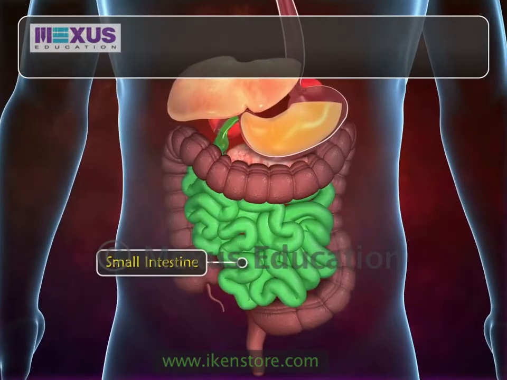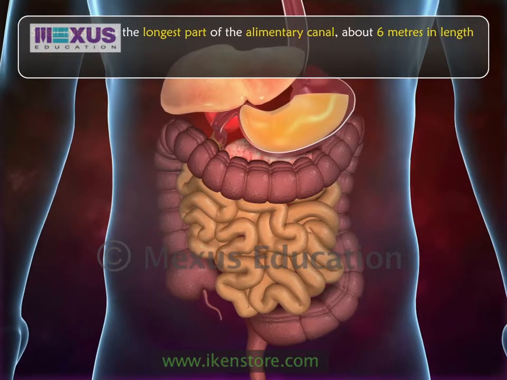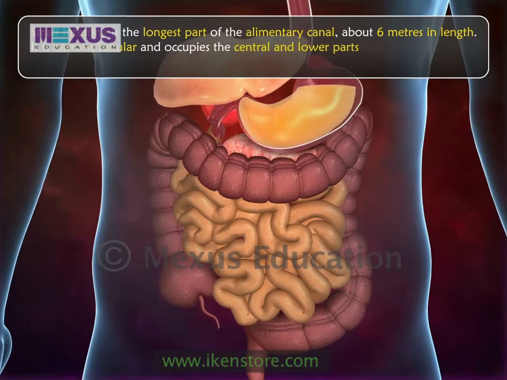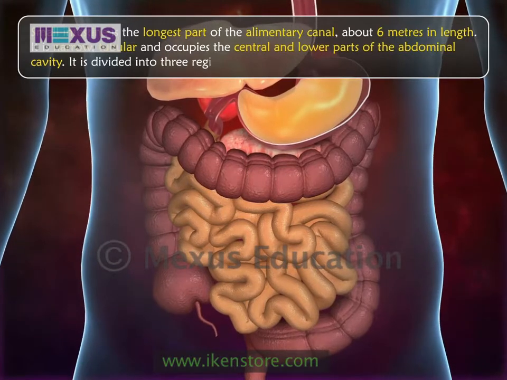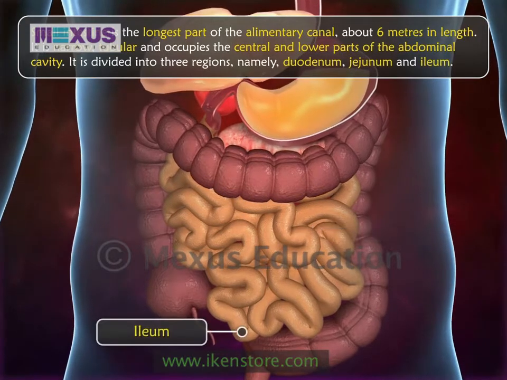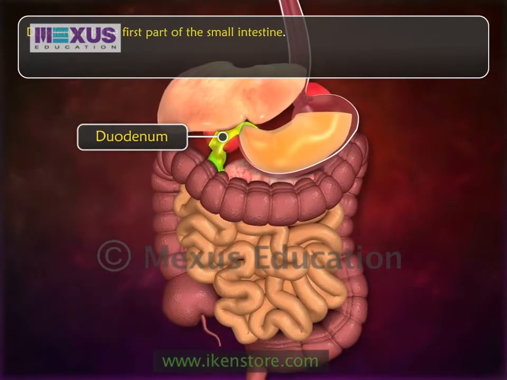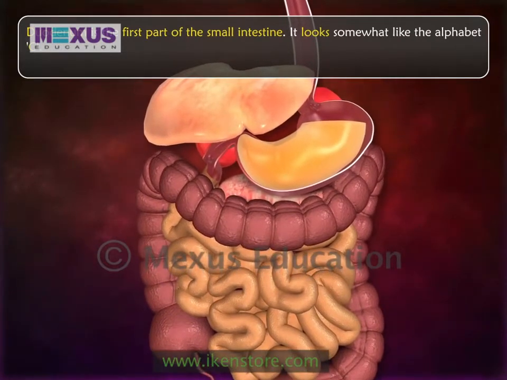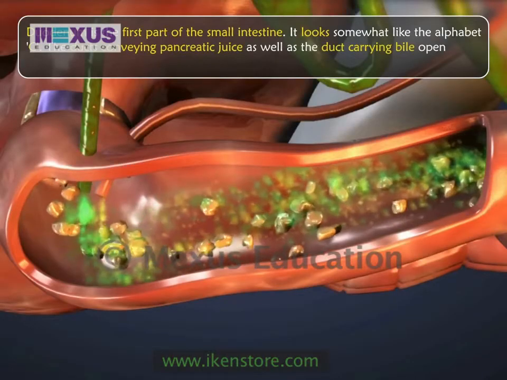The small intestine is the longest part of the alimentary canal, about 6 meters in length. It is narrow, tubular and occupies the central and lower parts of the abdominal cavity. It is divided into three regions, namely duodenum, jejunum and ileum. Duodenum is the first part of the small intestine. It looks somewhat like the alphabet C. The ducts conveying pancreatic juice as well as the duct carrying bile open in the duodenum.